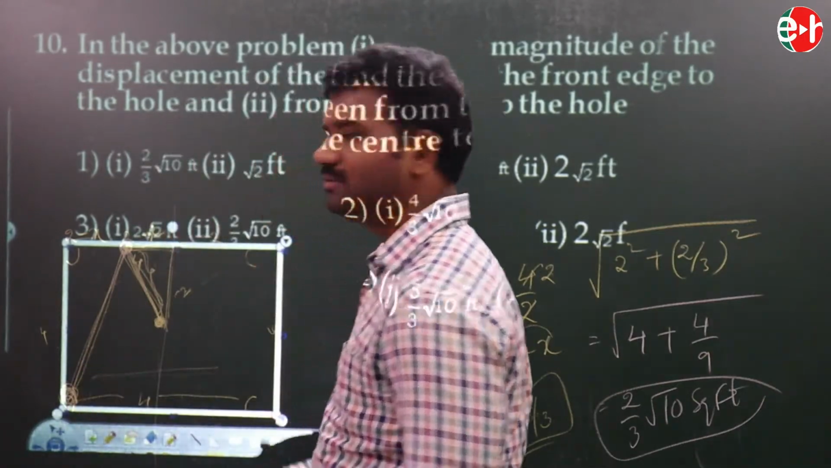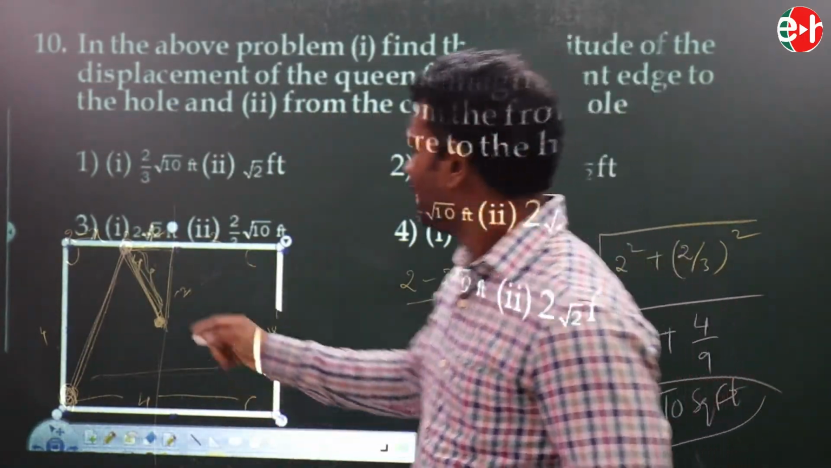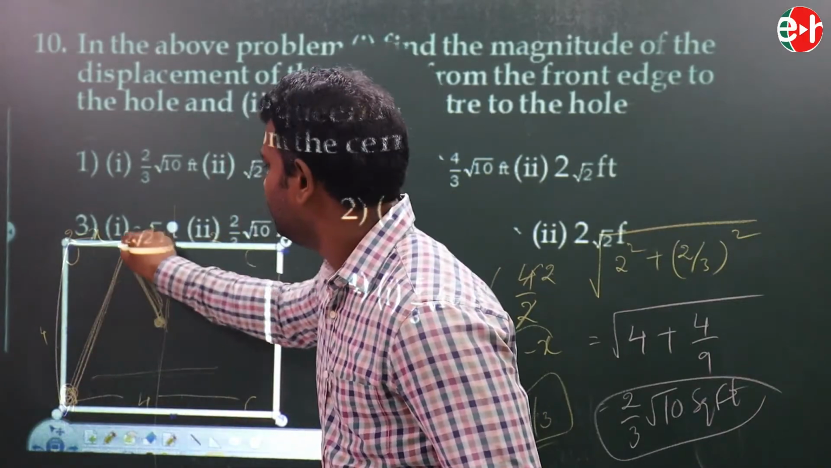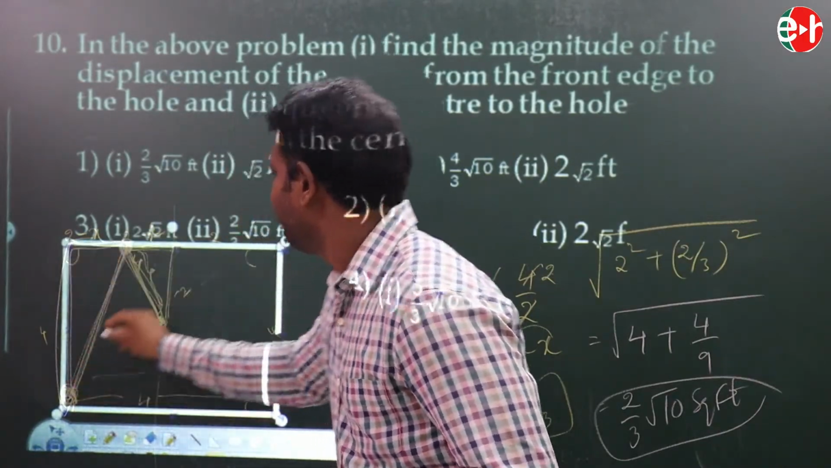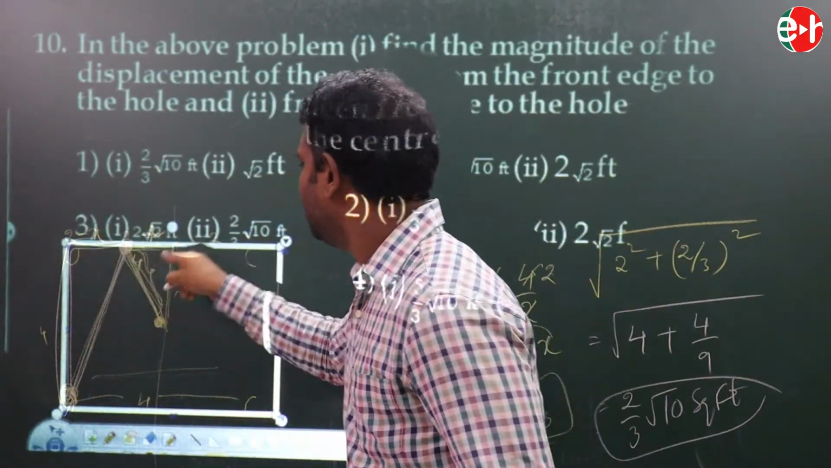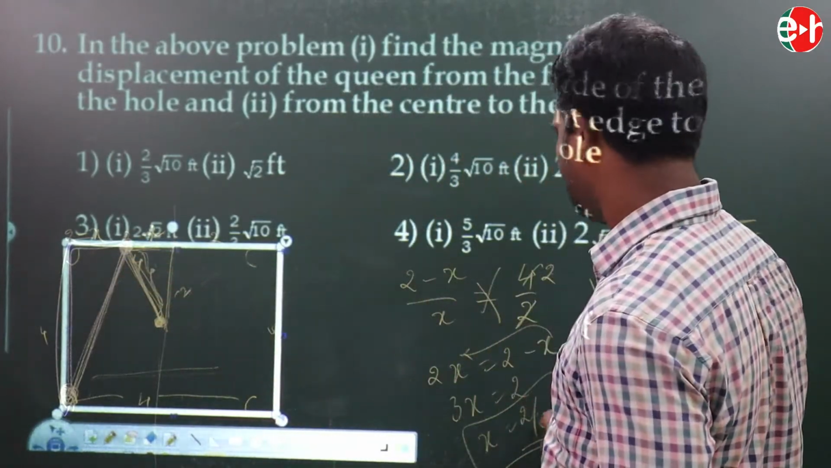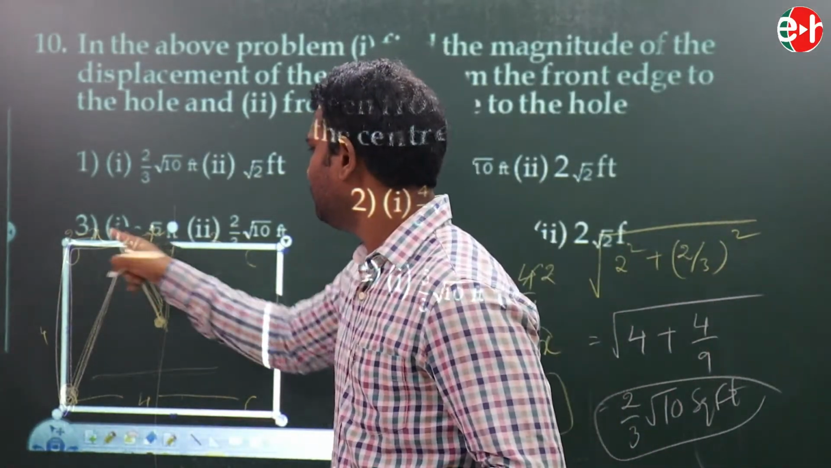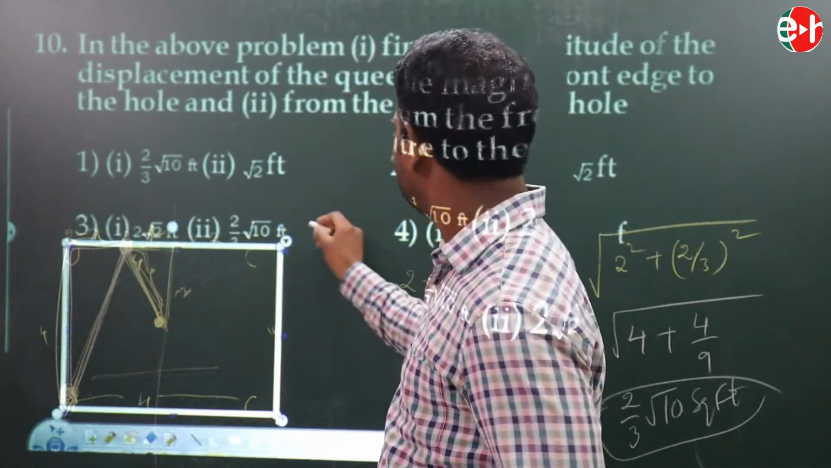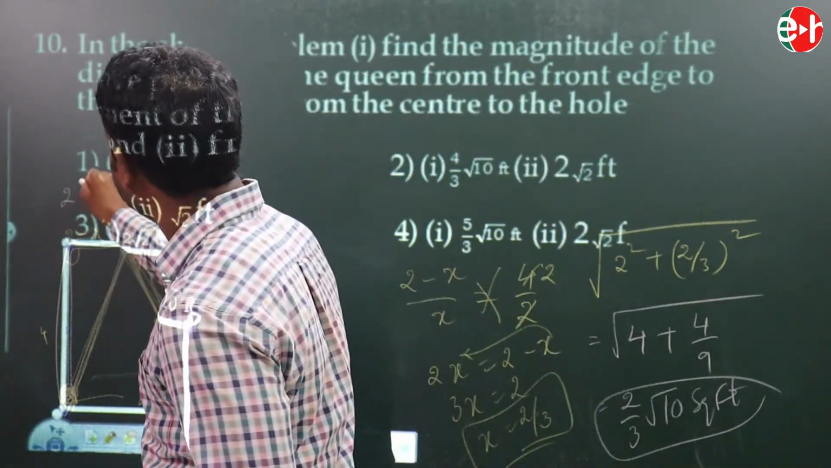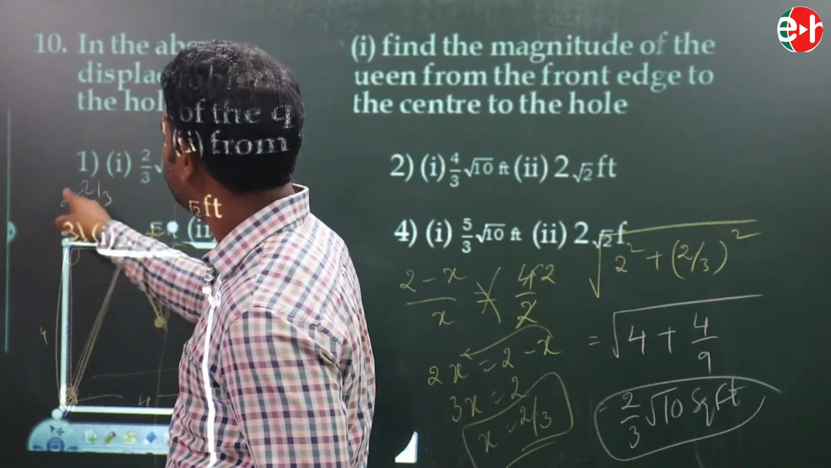So, same. Now, this is our right angle triangle. We have to use this right angle triangle. If this is 2 and this is 2 by 3, what is this? This is 2 minus x. So, 2 minus 2 by 3, 6 minus 2, 4 by 3.